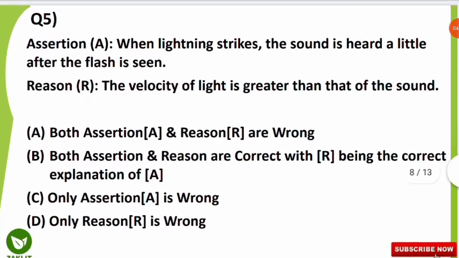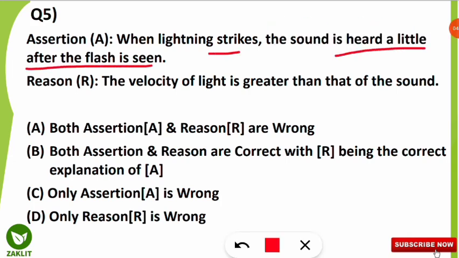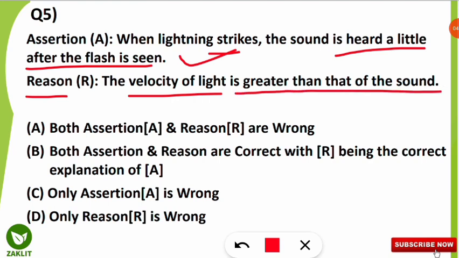The next question was an assertion and reasoning, in which the assertion statement stated, when the lightning strikes, the sound is heard a little after the flash is seen. So we all have observed this phenomenon, and the reason is the velocity of the light is greater than that of the sound.